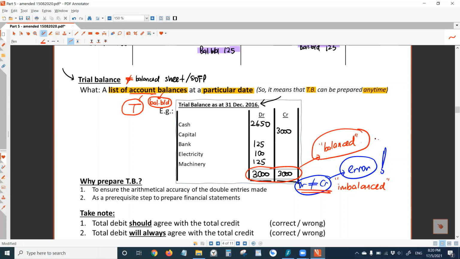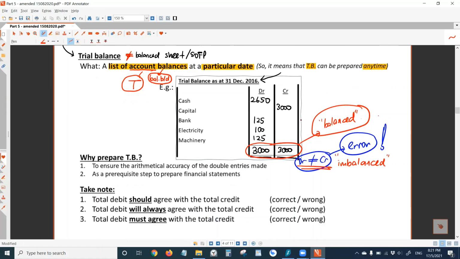I'm going to show you some accounting errors and their correction later, after learning the trial balance. For now we focus on just preparing a normal trial balance. You need to understand the reasons why you have to prepare a trial balance. First reason, ensure arithmetical accuracy of the data entries made. Arithmetical means number related.